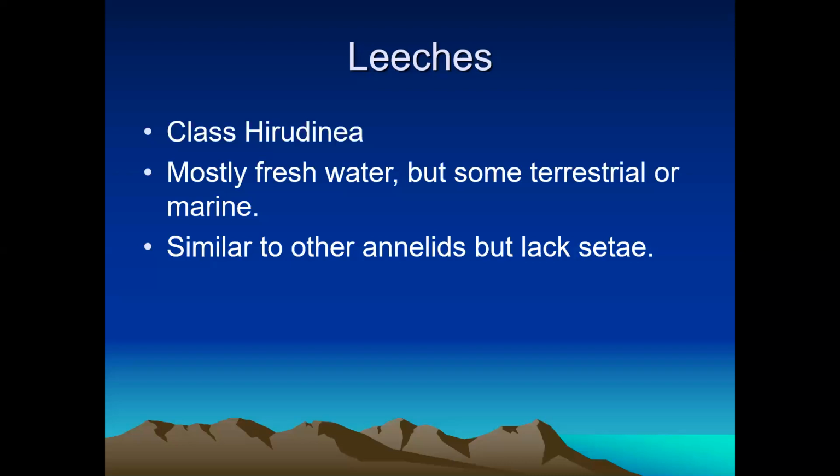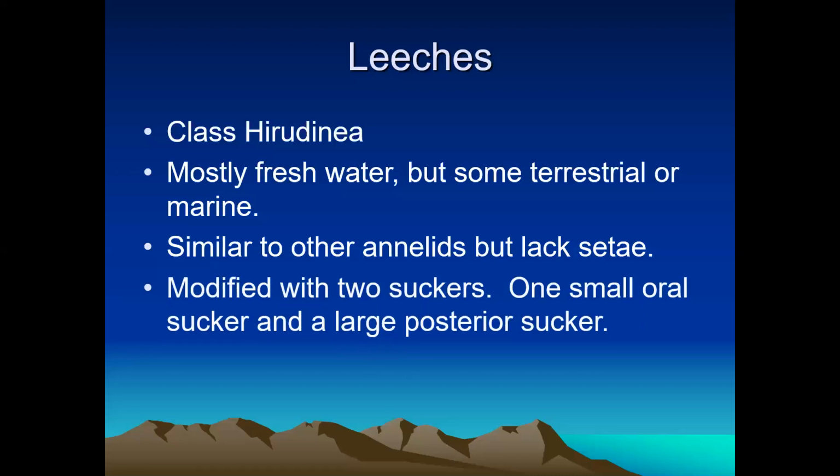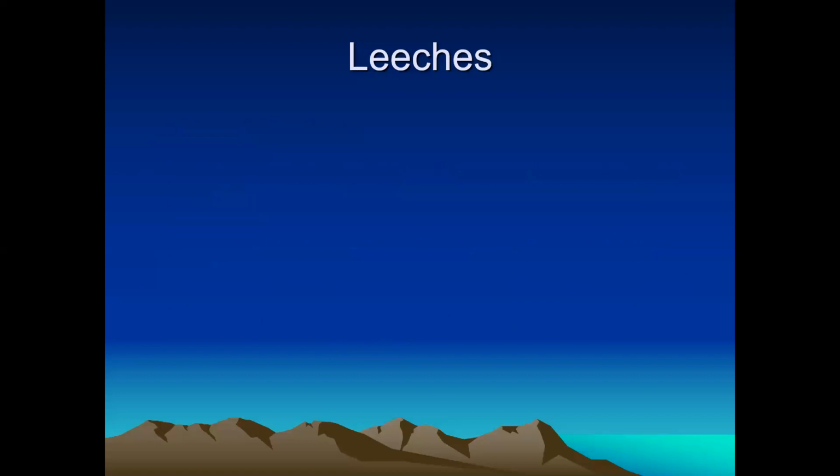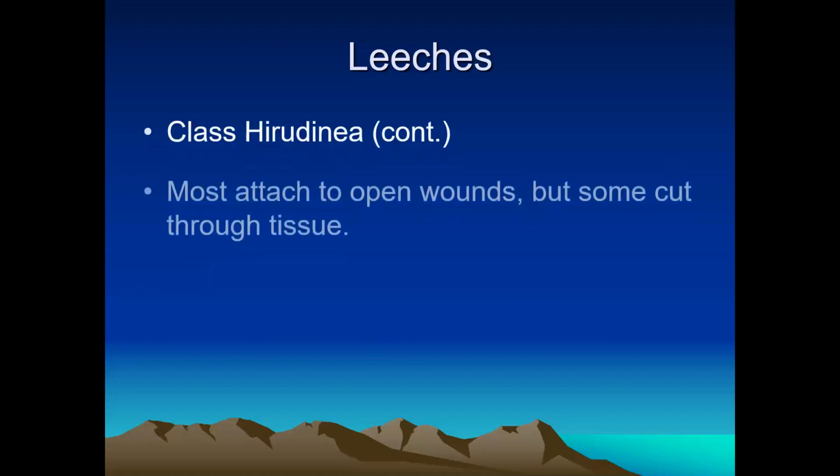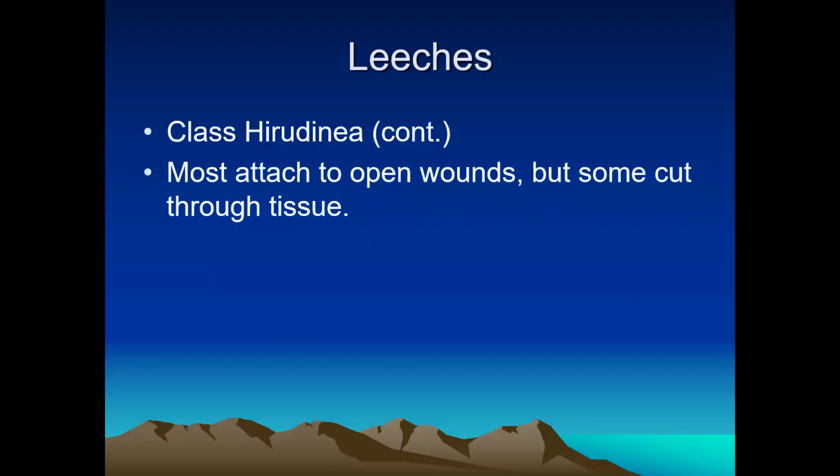They are similar to other annelids, by the way, but they lack setae, the little rough feet-like things. The head is basically suckers. They have two modified suckers, one small oral sucker and a large posterior sucker. They will attach to open wounds, but some cut through tissue.